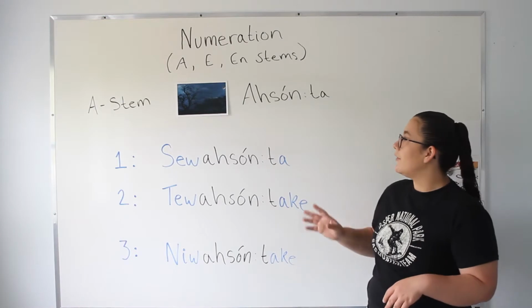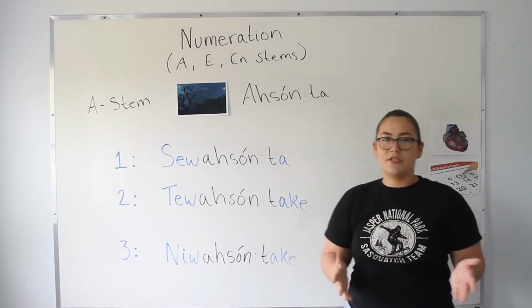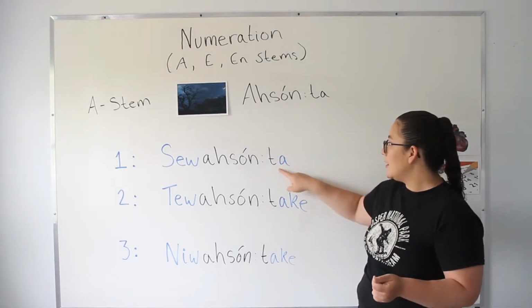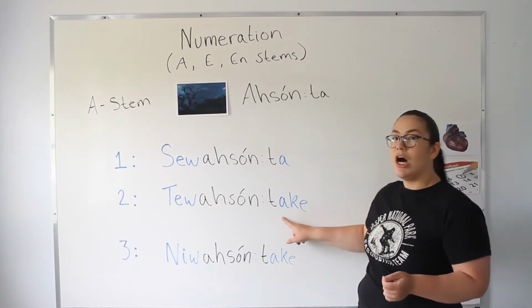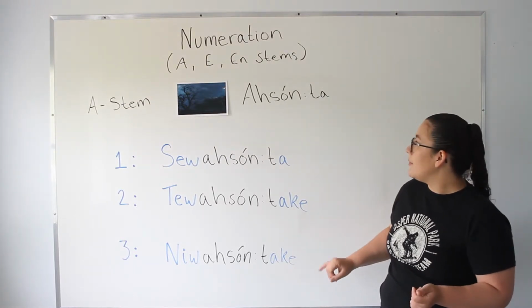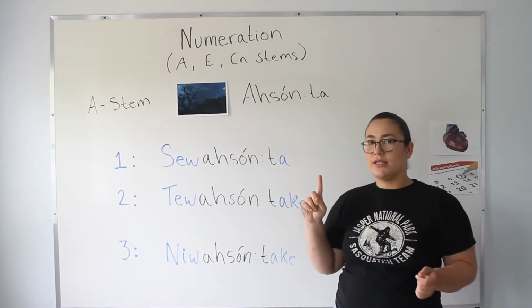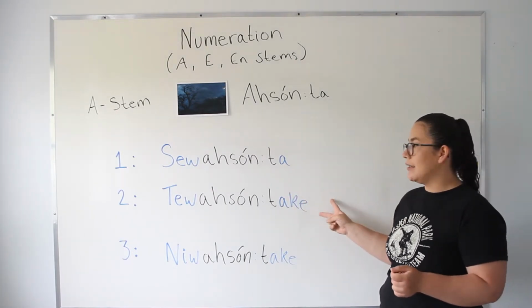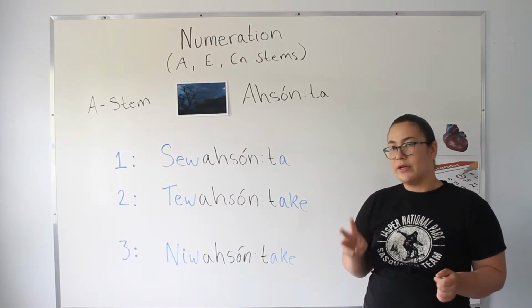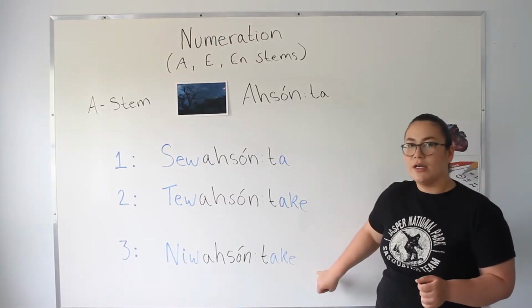So now the second word for A stem that we're looking at is asunda, which means night. So for this one, the endings are a little bit different. It's not age, it's age. And that being is because there's no nominalizer on this word. So one night, zewasunda. 2 nights, dewasundage. 3 or more nights, asa niwasundage.